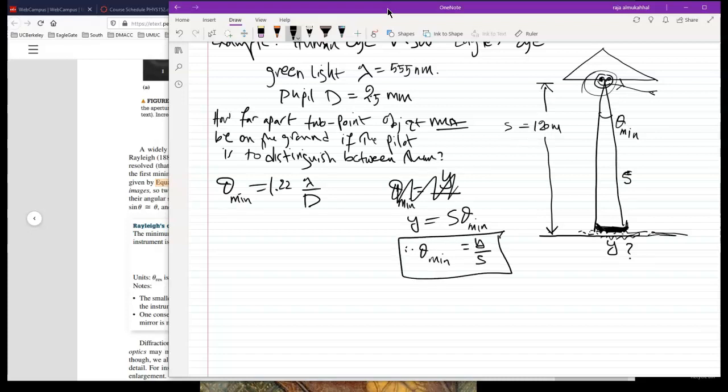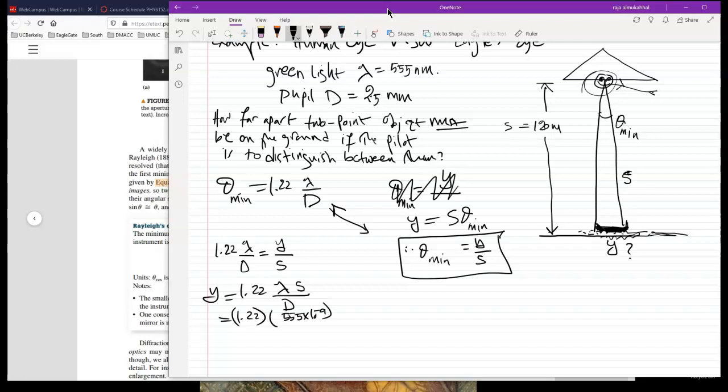Here's another formula to add. So those two are equal, in any problem, really. So make sure that you keep those formulas handy. So I'm going to equate them together. So I have 1.22 lambda over d is equal to y over s. Remember, he's looking for y, the width of the mouse. So y in this case is going to be equal to 1.22 lambda s over d. Plug it in. 1.22 times lambda, 555 times 10 to the negative 9, times s, which is 120 meters, all of that divided by, hold on, let me cancel this.